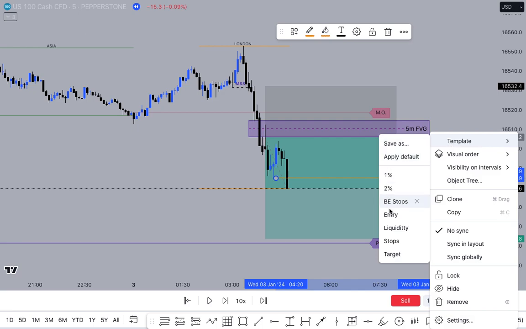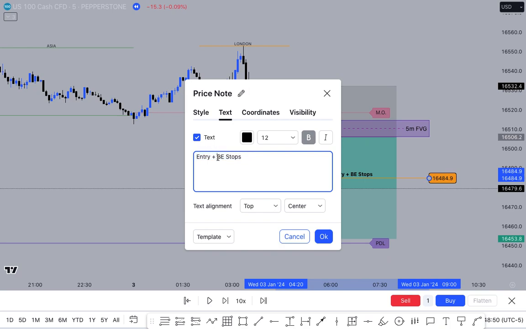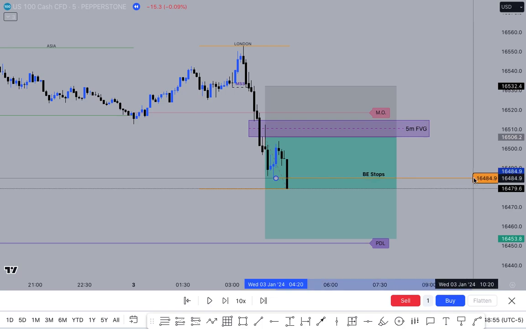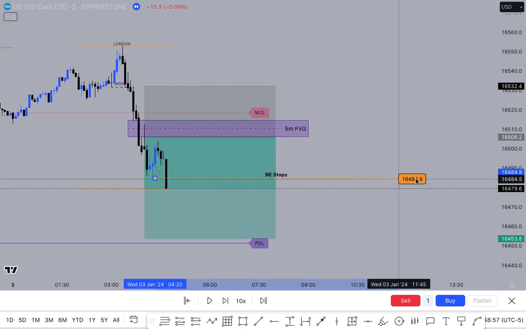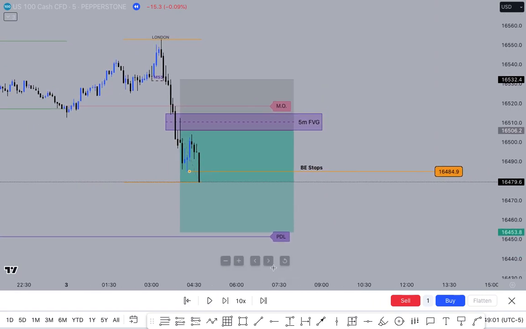Let's do that. Let's move that. Okay, so now our trade's at break even. We wouldn't be looking to get out of this trade at this point. Our stops are at break even, can't lose. So it's a nice entry.